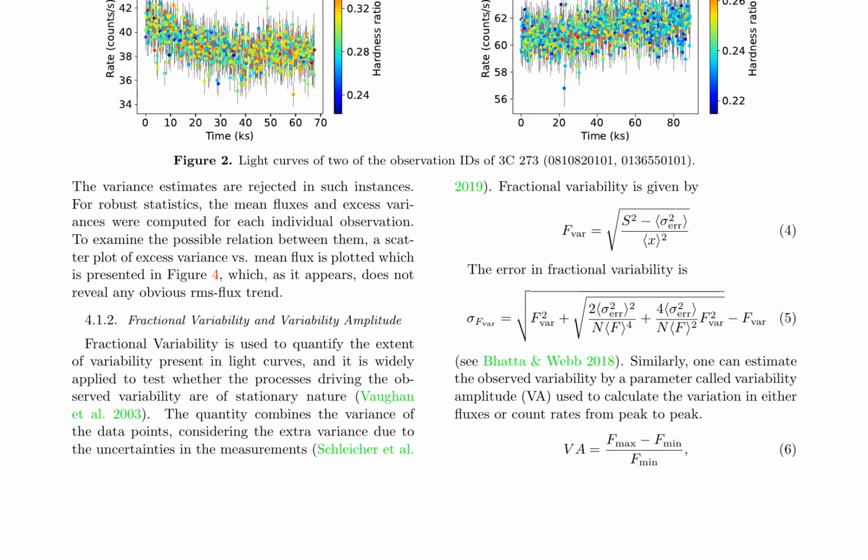These metrics are crucial for understanding the nature of variability in AGN light curves and can help test whether the underlying processes are stationary. The results from these analyses provide insights into the physical mechanisms at play in the vicinity of the supermassive black hole at the center of 3C273.